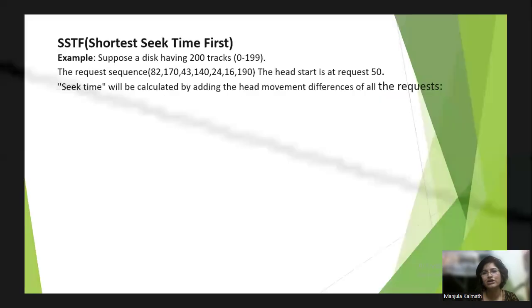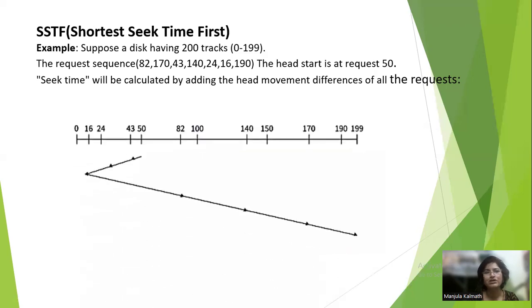Here we have a read and write head. It will be in the 50th position. From there, which is the nearest file? For that, it will give the service first. Wherever the read write head is, whichever file is very near to that position, it will go on giving the service in that sequence.